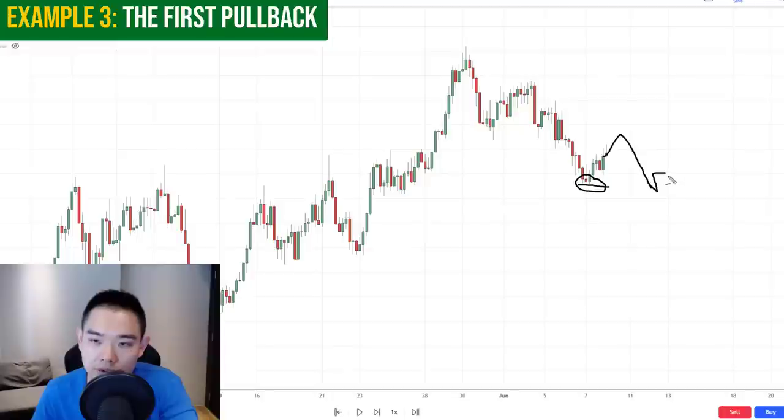So this could be something in the form of a hammer. When this happens, I'll be looking to enter on the next candle open. My stops will go a distance below the lows. Again, a possible target could be just before the recent swing high as your first target. Okay, so that's option number one.